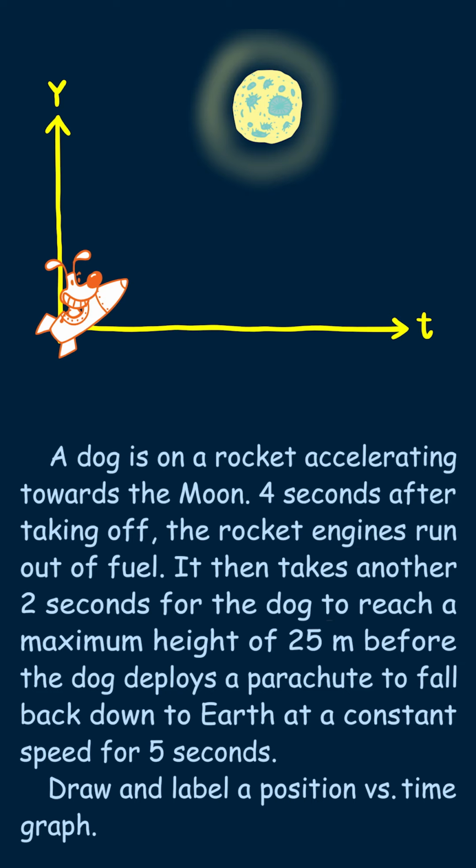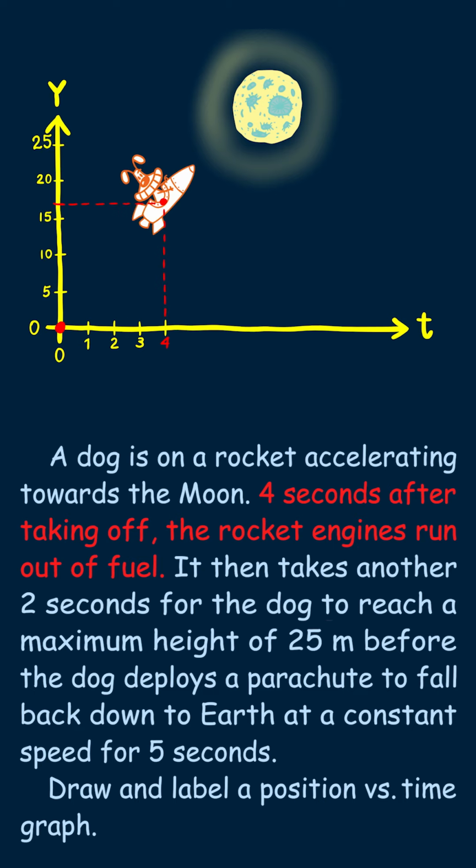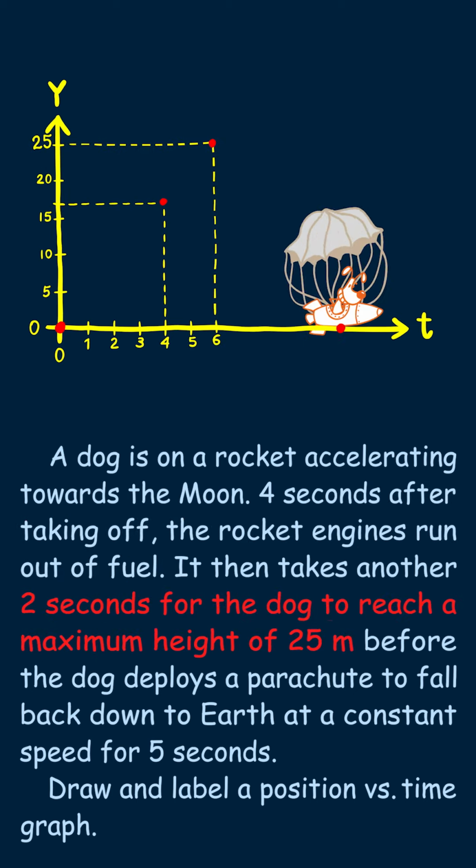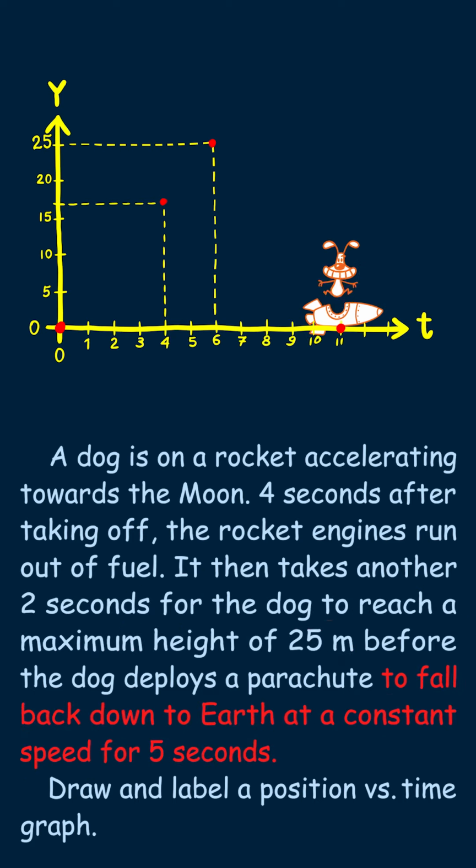The first critical time point is when the dog is on the ground at t equals 0. The next critical time point is going to be 4 seconds later when the dog is somewhere up in the air and the rocket engines run out of fuel. The third critical time point is going to be 2 seconds later when the dog has reached a maximum height of 25 meters. And the final time point will be 5 seconds later when the dog has safely made it back down to the ground.